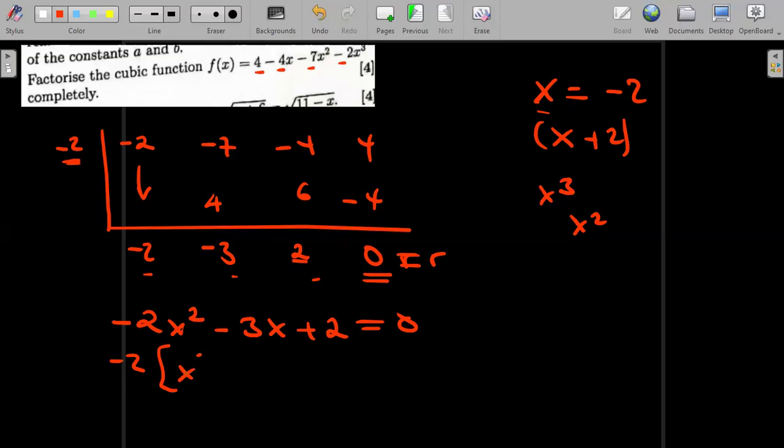Then I'll have x squared, then plus 3 over 2, then x. Then I'll have minus, when I divide this 2 by negative 2, I have minus 1. And this equal to 0. So can continue from there.